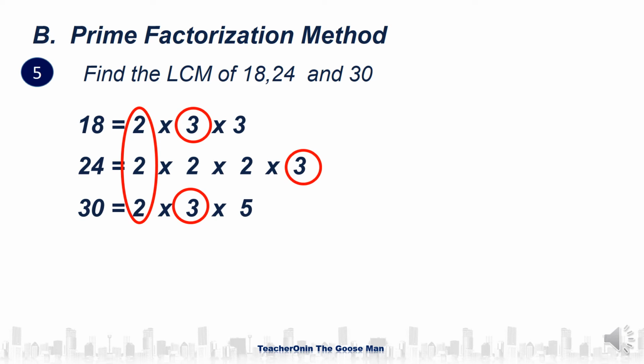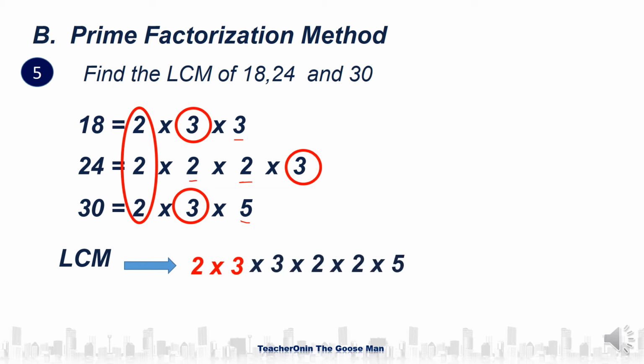Take note that the LCM is actually the greatest common factors, which is actually 2 times 3 times the remaining factors. So what are the remaining factors? The remaining factors are 3, 2, 2, and 5. So again, LCM is equal to 2 times 3 times 3 times 2 times 2 times 5, or equal to 360.